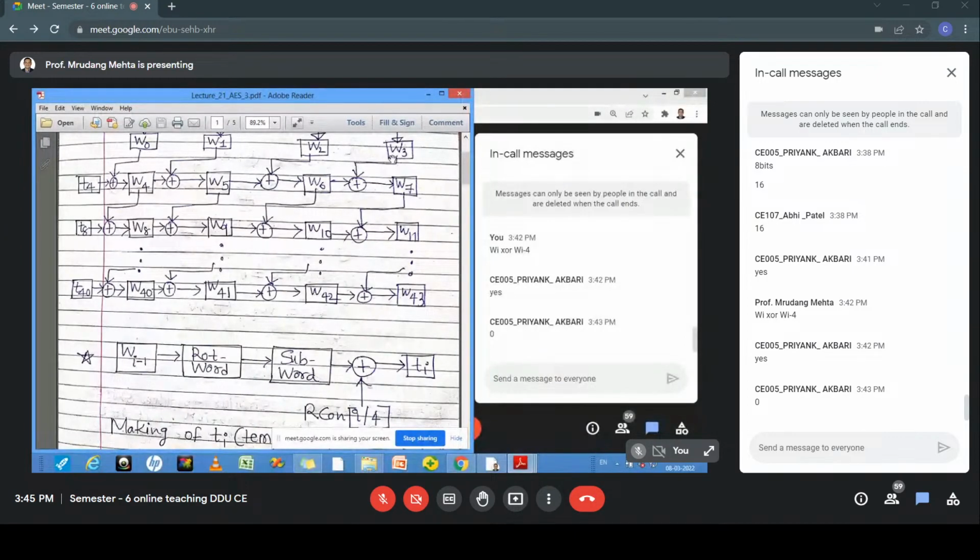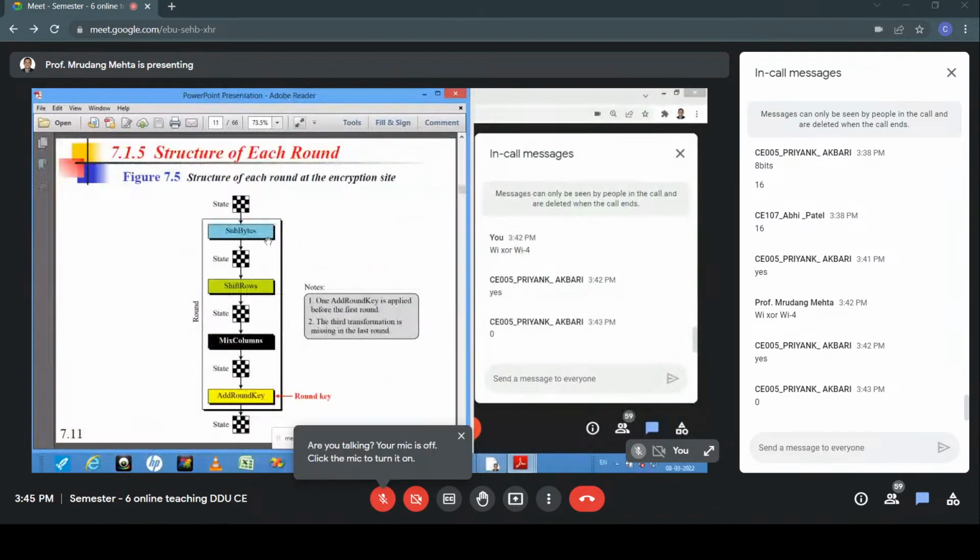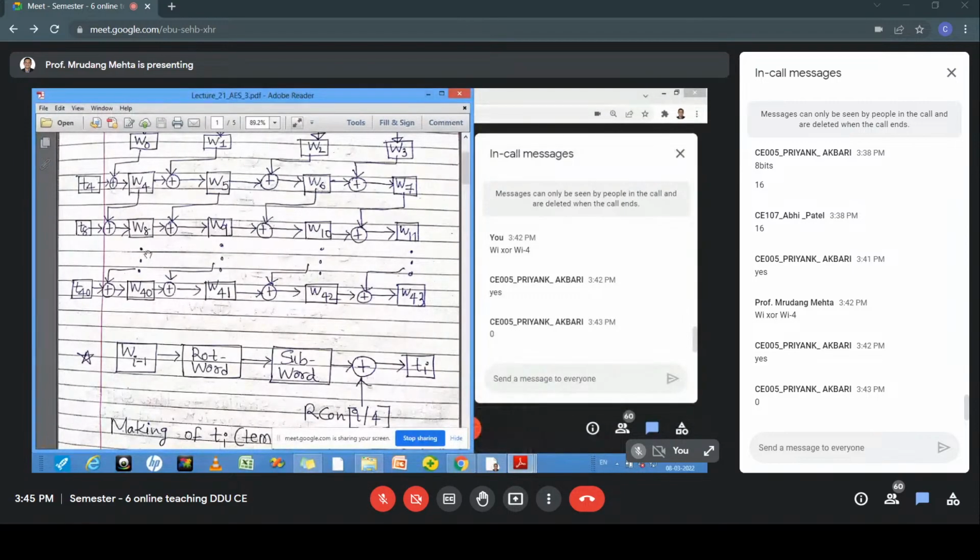So we have to obtain this T4 by applying this process where W(i-1) rotates the word. Rotation of the word is like a shift register. We had seen here in shift rows, shift row means shift the whole word by bit. So rotation of word means the operation is applied on a word, that means 32 bit.